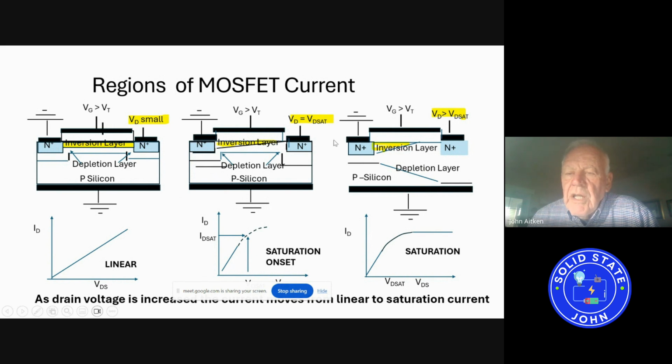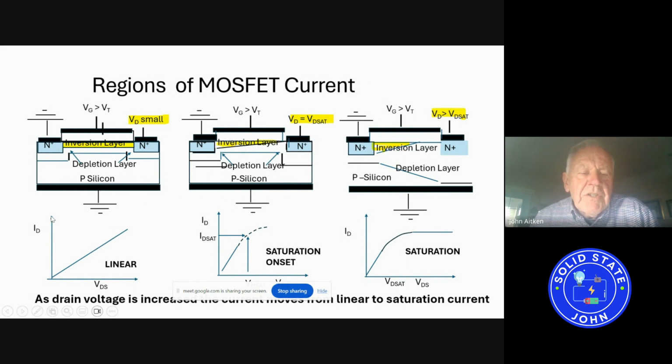And finally, when the drain voltage becomes very, very large compared to the saturation voltage, the inversion layer will stop midway somewhere in the device and will still conduct current, but it will not increase as the drain voltage increases. All of those current regions are depicted in the drain current versus VDS graphs that I show below.